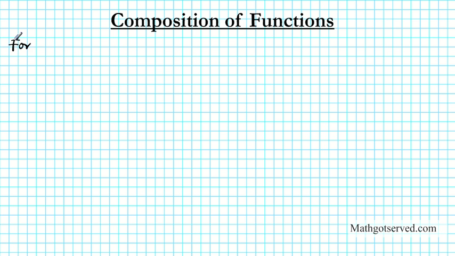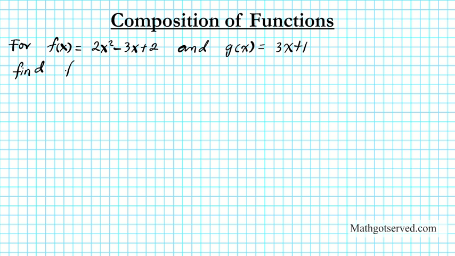For f of x equals 2x squared minus 3x plus 2, and g of x equals 3x plus 1. Find f composed with g of x and the reverse composition g composed with f of x.